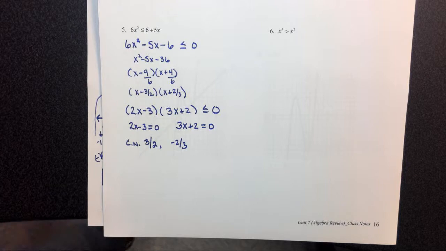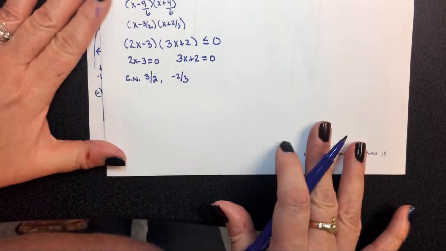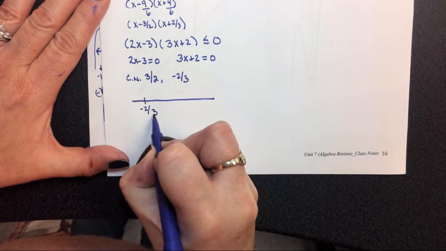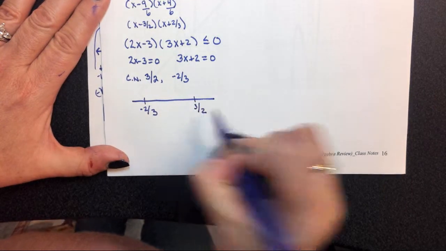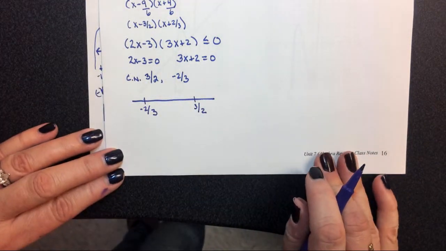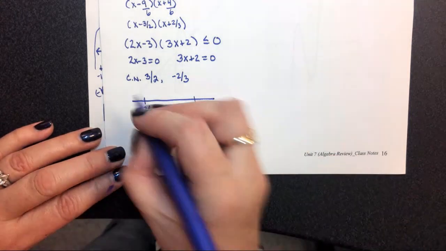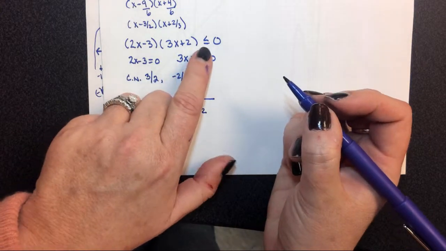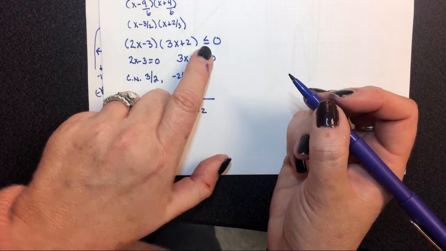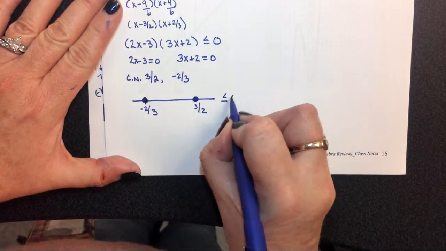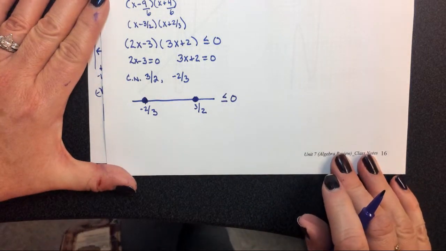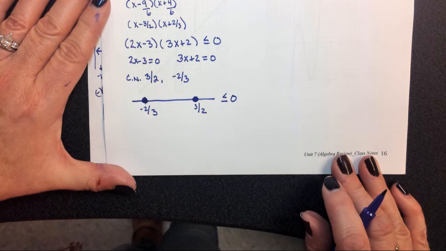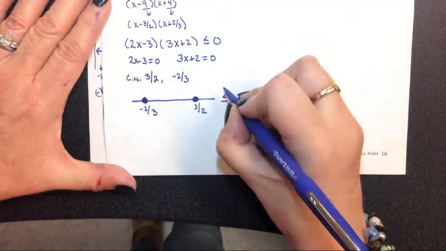Now just because your critical numbers are fractions, when you go to pick your test numbers, use pretty whole numbers. Don't use fractions. So again, when I plot these on my number line, obviously -2/3 is smaller than 3/2. Am I going to use open or closed circles above the critical numbers? Closed. Why is it closed? Because it's going to be less than or equal to 0. Since it's less than or equal to 0, when I do my number line test, am I looking for positives or negatives? Negatives.